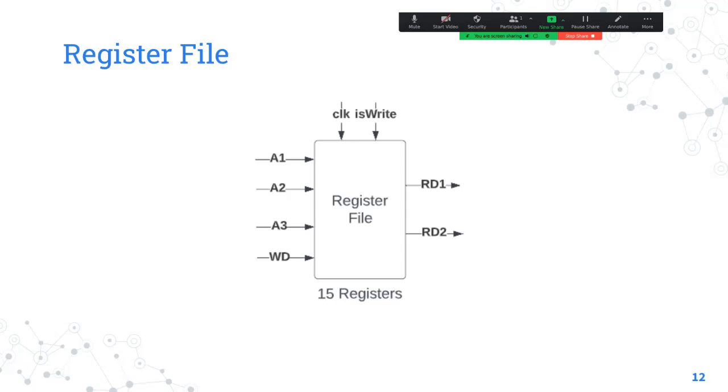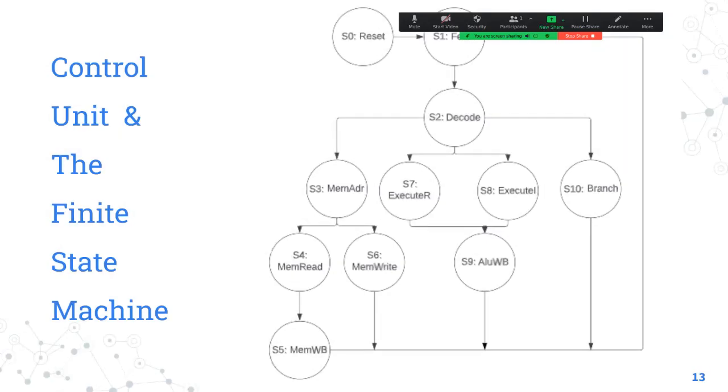There are different stages I will show you. This is a state machine. You see, there is reset, fetch, decode, mem address, execute R, execute I, meaning execute register instruction or execute immediate instruction, branch, ALU write back, mem write, mem read, mem write back. So if you see all these, there are different stages. You have to adjust the clock such that all the stages get enough time for the values to settle down.